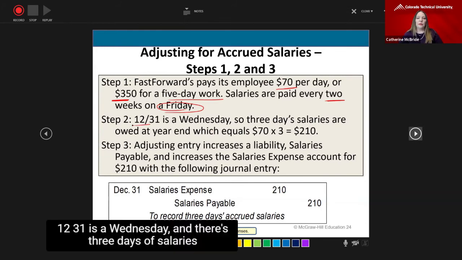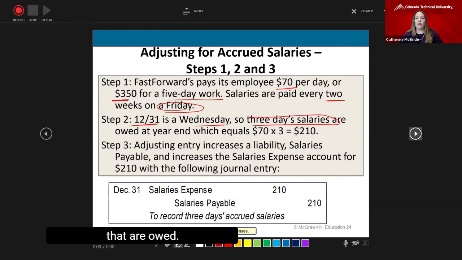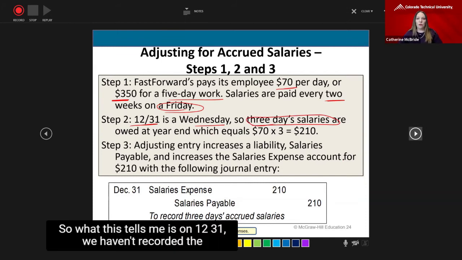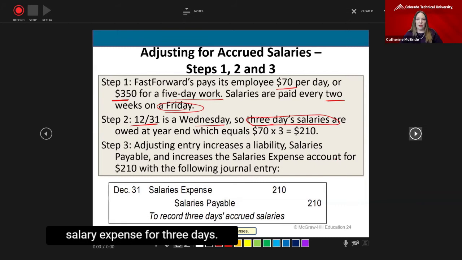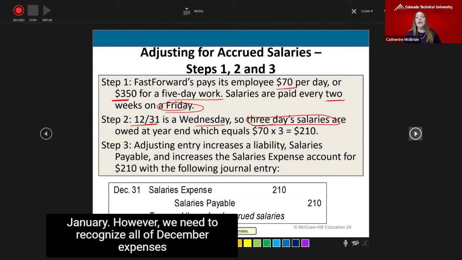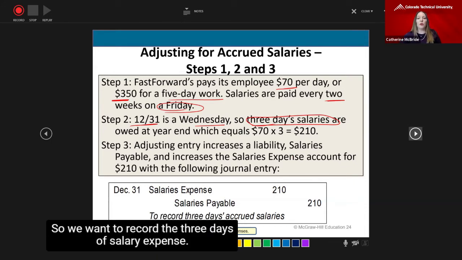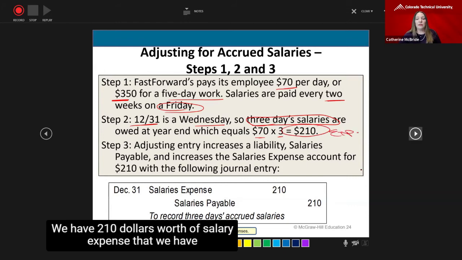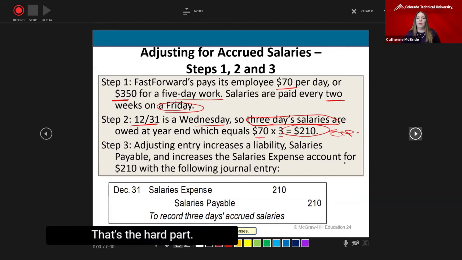12/31 is a Wednesday, and there's 3 days of salaries that are owed. So what this tells me is on 12/31, we haven't recorded the salary expense for 3 days. We would typically record it when we pay the employees in January. However, we need to recognize all of December's expenses in December. So we want to record the 3 days of salary expense. So at $70 a day times 3 days, we have $210 worth of salary expense that we have not recorded. That's the hard part.